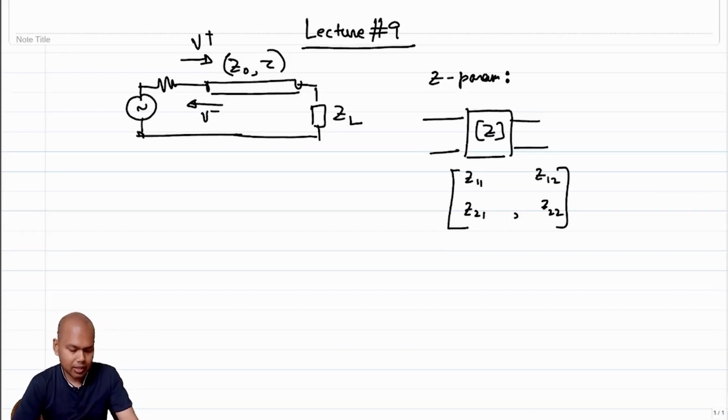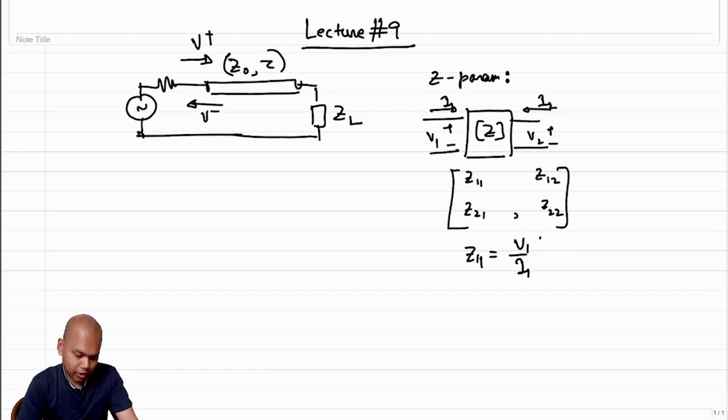And how do I get these parameters? Z11 is essentially the impedance of the network when the output side is open circuit, right? So if this is V1, this is V2, and this is I1, and this is I2, then Z11 is nothing but V1 over I1 when I2 is equal to 0. That is, the output is open circuit, right?